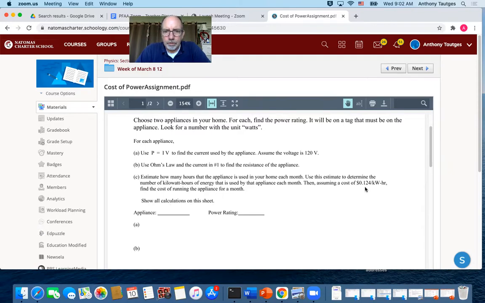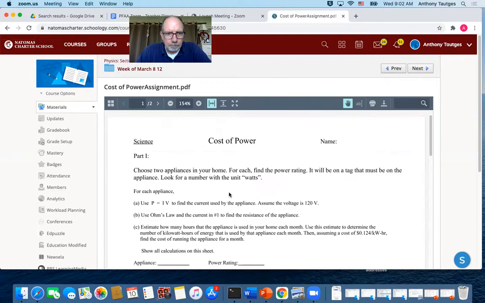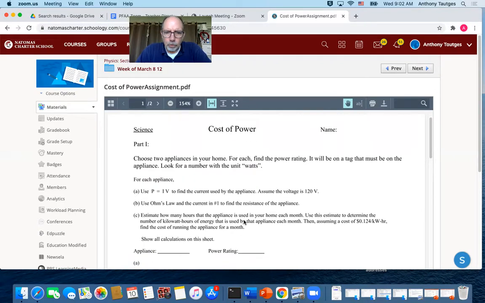Now, this I looked up. This is the cost of the electricity that we're paying for in Sacramento. About 12.4 cents per kilowatt hour, less than what I paid in Wisconsin. Anyway, we're going to do that for each appliance. There's also a part 2 to this, but I'll go over that later.